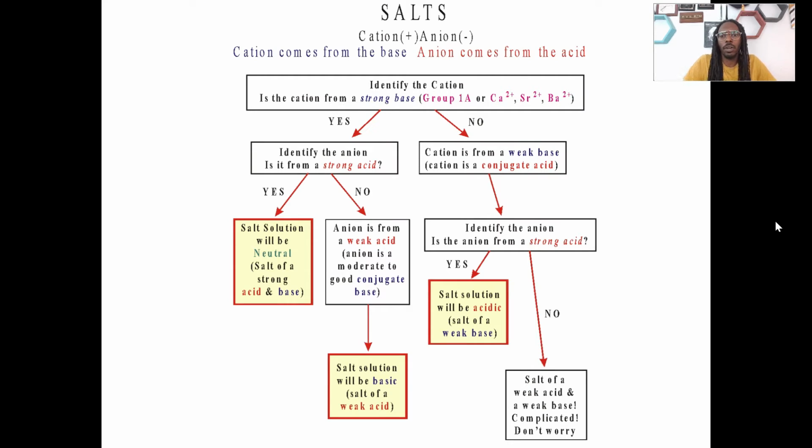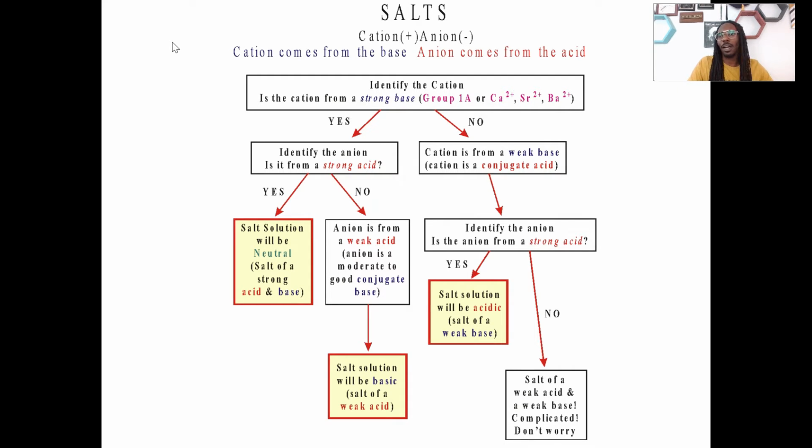Now I have a little flow chart that is very helpful to figure this out. How can we tell what type of solution we're basically going to get? So let's look through this flow chart. At the very top, we got our salts. Once again, salts. We're seeing the cation anion effect. So basically, that's what salts are.